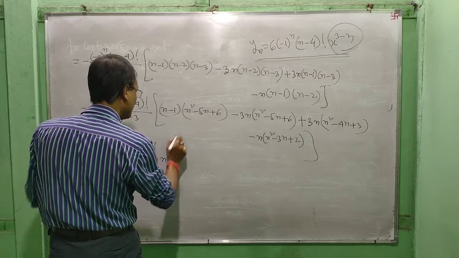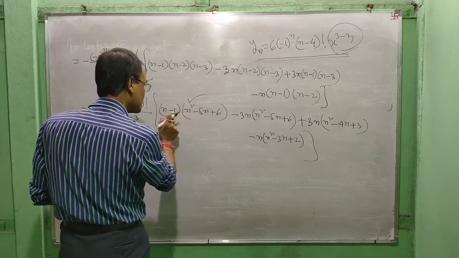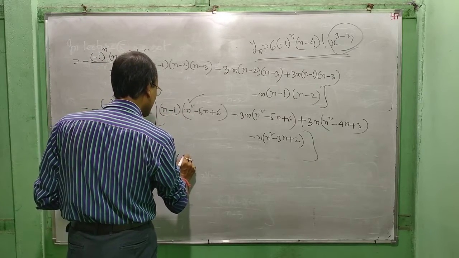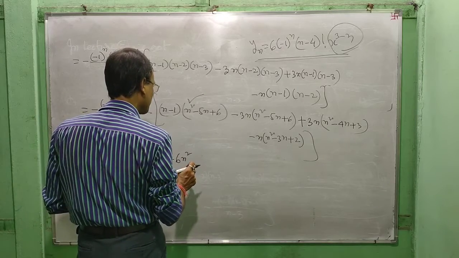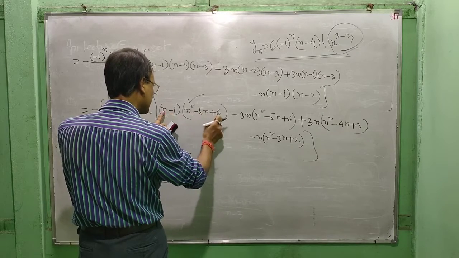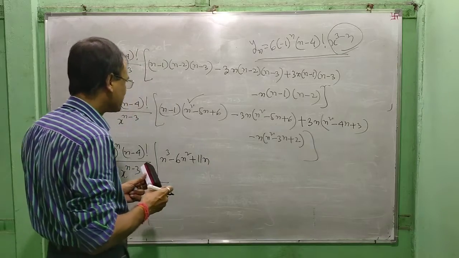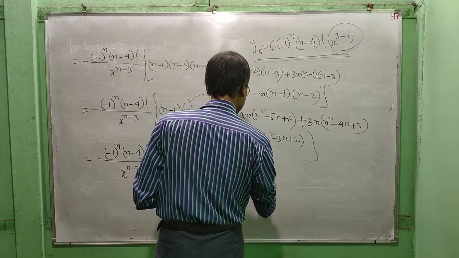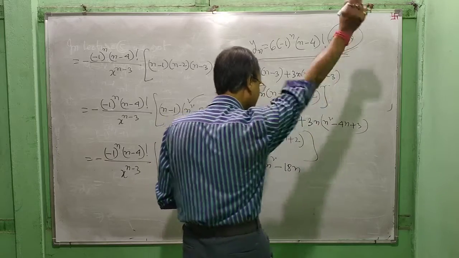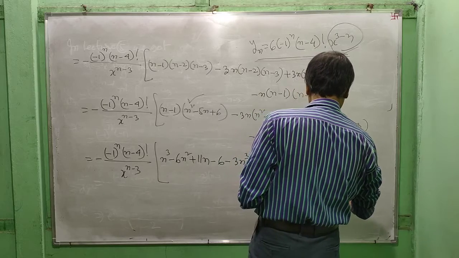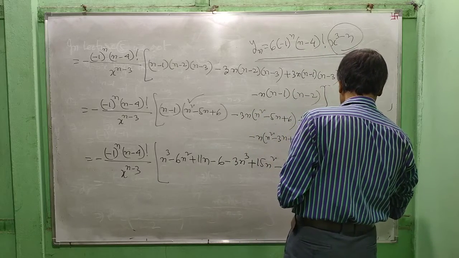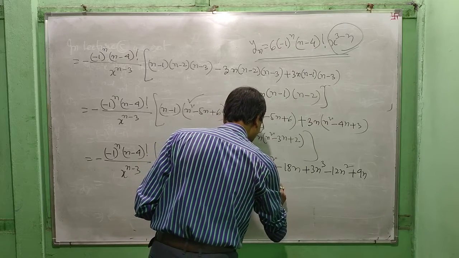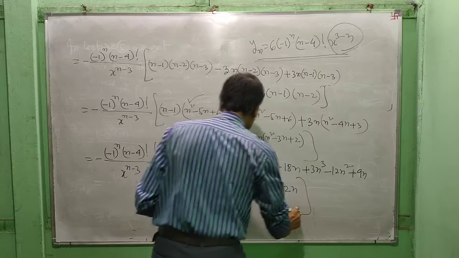Here you see n cube. From here there will be 6 terms. N cube terms is there. Minus 5n square, minus n square, minus 6n square. Now 5n plus 5n plus 6n plus 11n, and finally minus 6. Here also minus thrice n cube plus 15n square minus 18n, plus thrice n cube minus 12n square plus 9n, minus n cube plus thrice n square minus twice n.